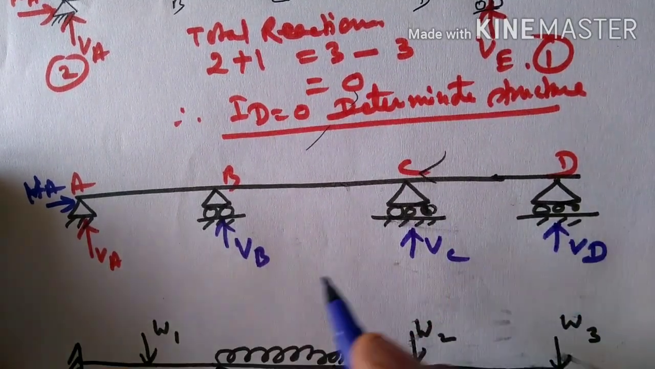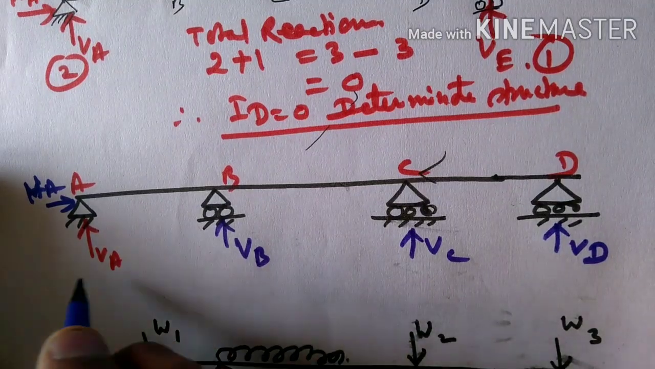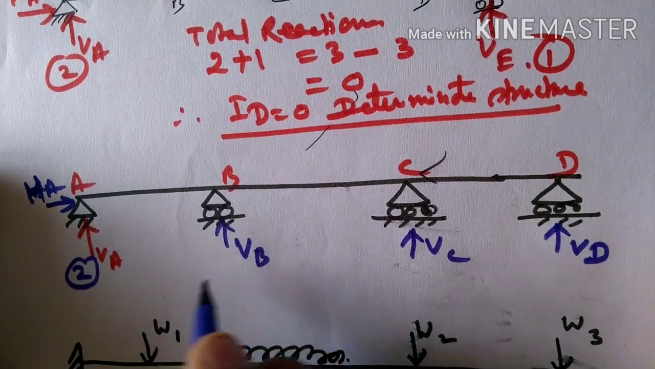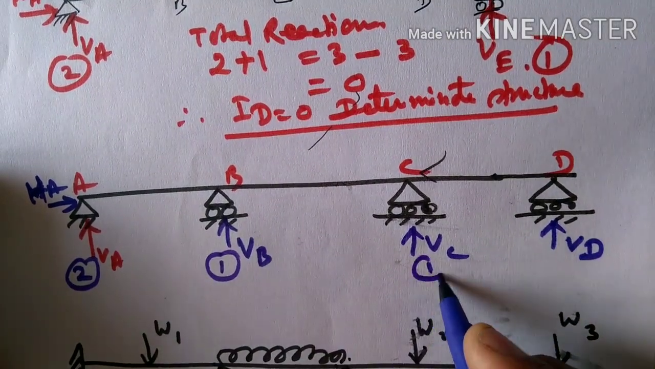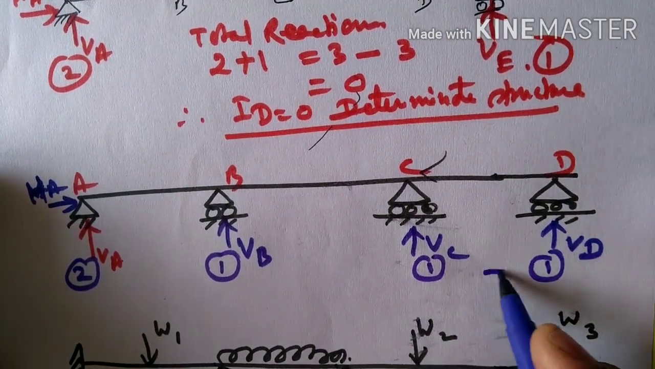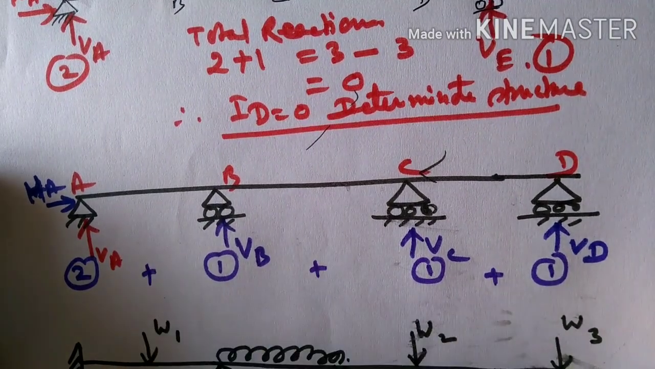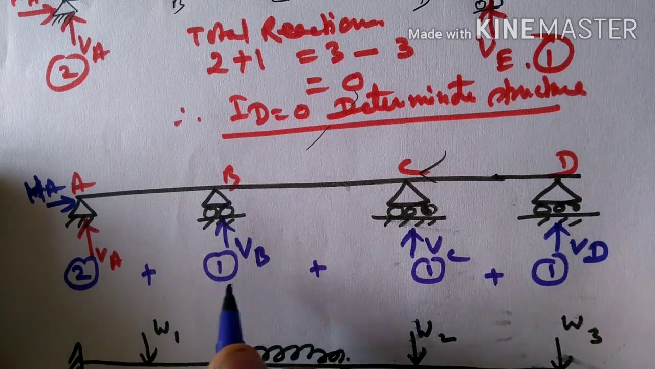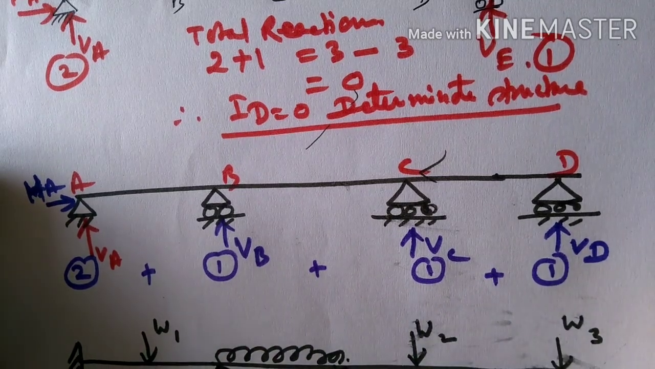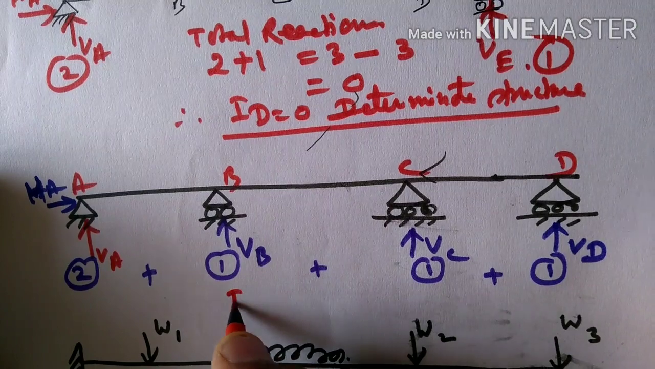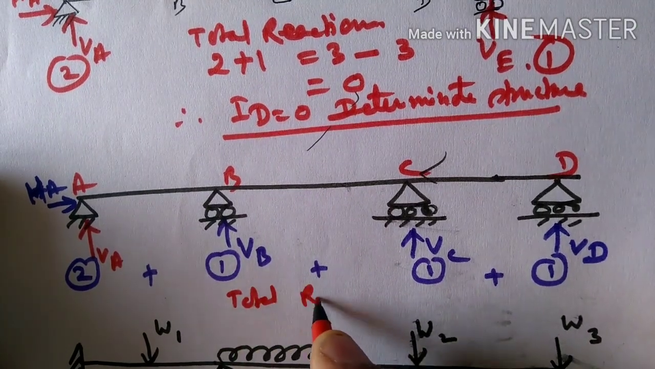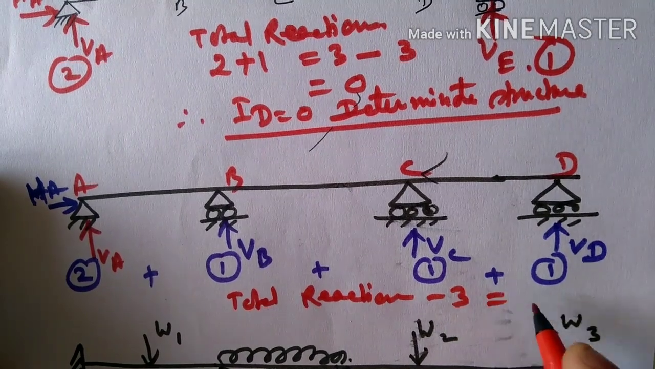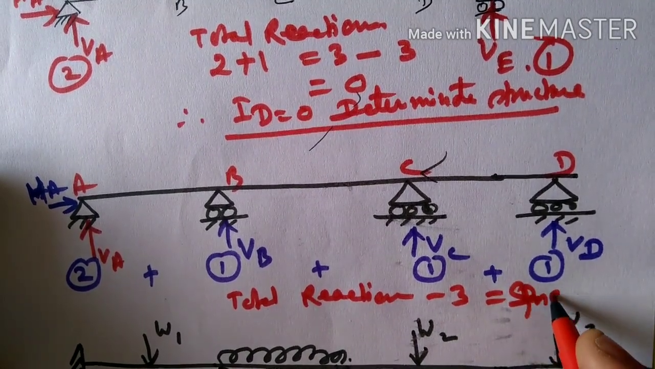So how many total reactions? Total reactions, here is VA plus HA, 2, here is 1, again here is one reaction, 1. Total, please add all the reactions: 2, 3, 4, 5. So total number of reactions 5, minus 3 equal to indeterminacy.